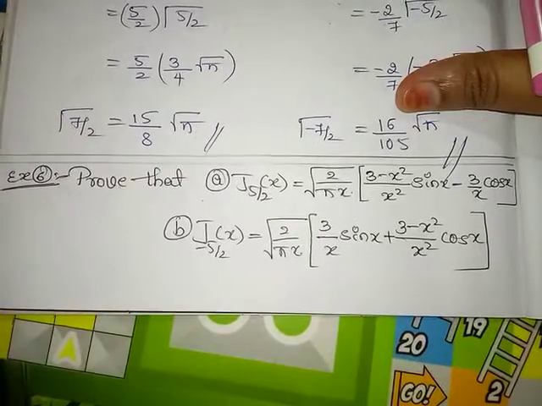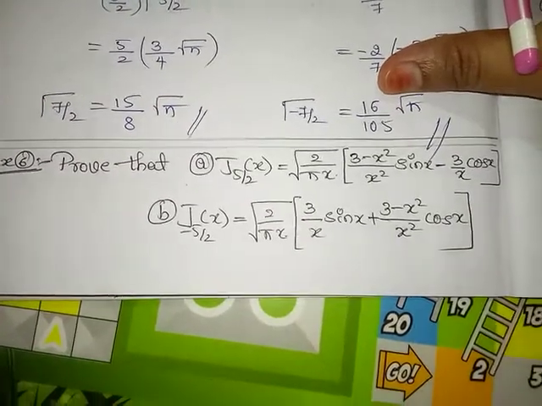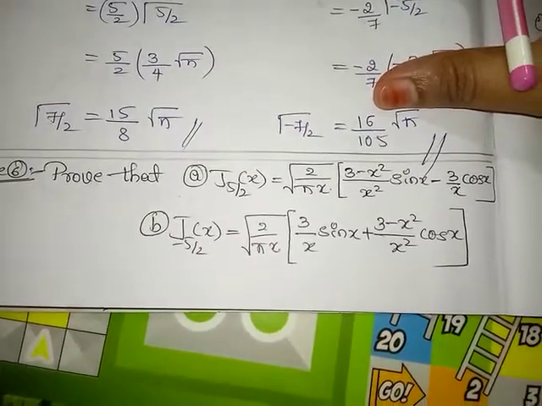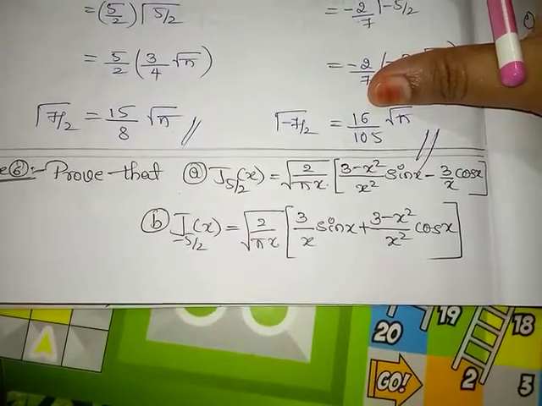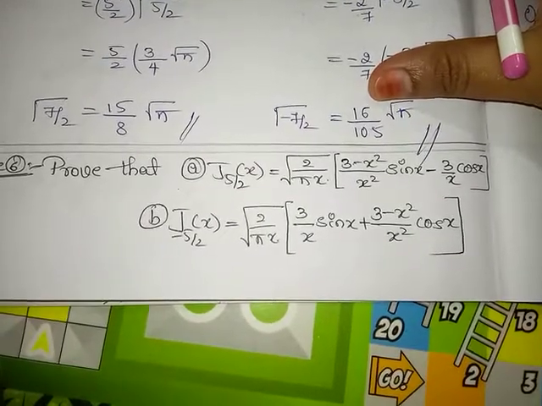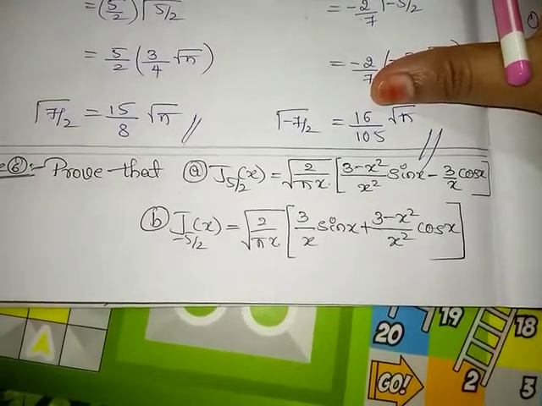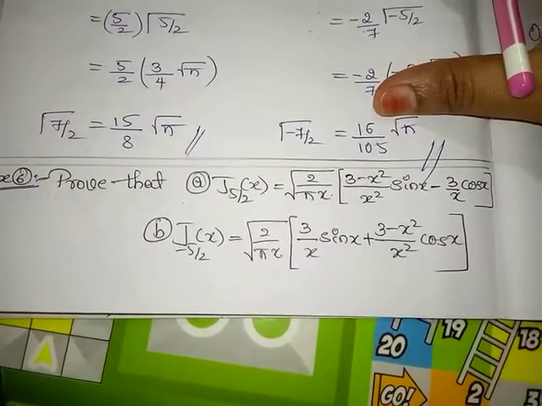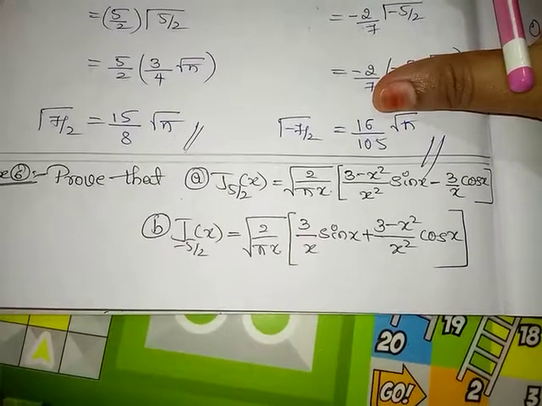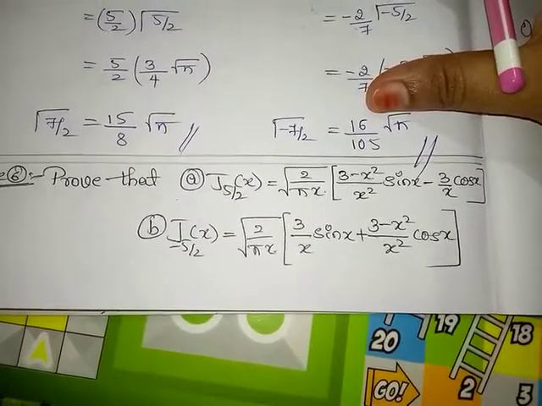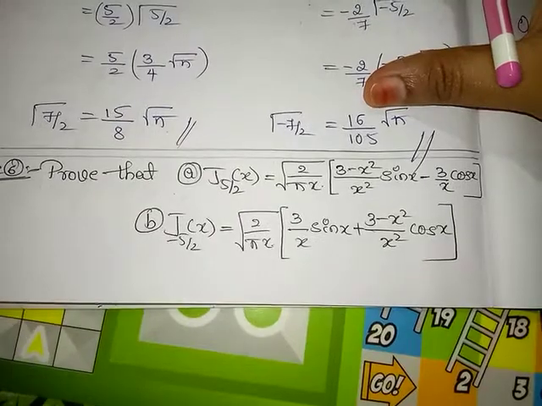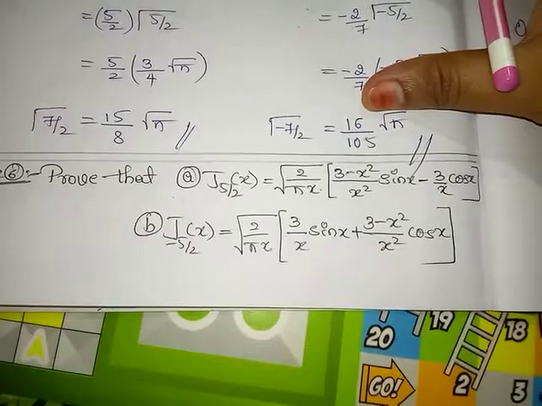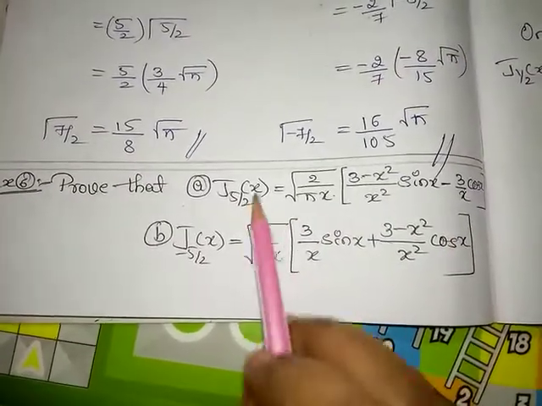This is the homework example. Prove that first one, J_{5/2}(x) is equal to square root of 2 divided by πx into ((3 − x²)/x²) sin x − (3/x) cos x. And the second result is J_{-5/2}(x) is equal to square root of 2 divided by πx into (3/x) sin x + ((3 − x²)/x²) cos x. You have to prove these two results.